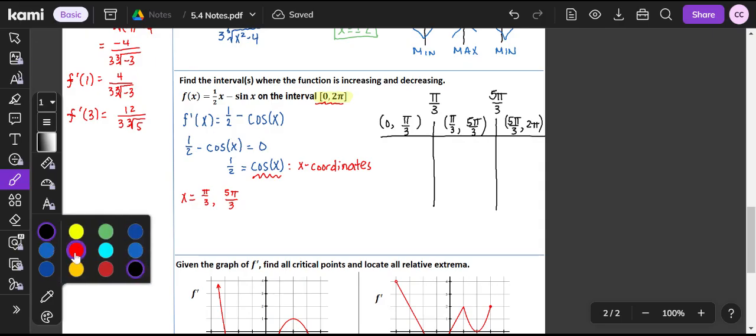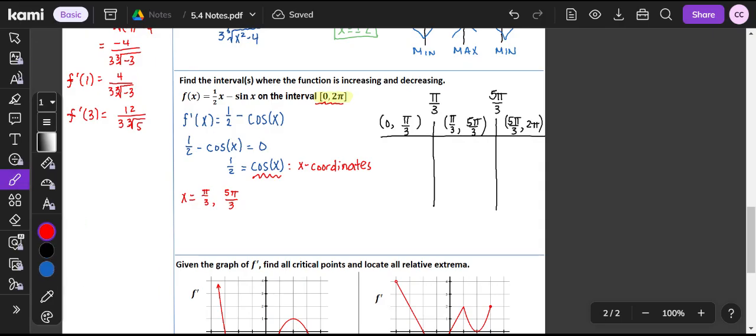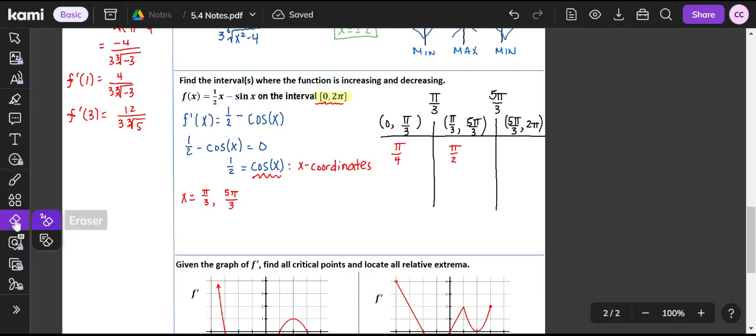Okay, and for my test values, I just have to pick something between 0 and pi over 3. Let's do, I don't know, let's do pi over 4. Why not? Okay, and then between pi over 3 and 5 pi over 3, let's do pi over 2. And then for 5 pi over 3 all the way to 2 pi, let's do 3 pi over 4. Or sorry, not 3, 7 pi over 4.